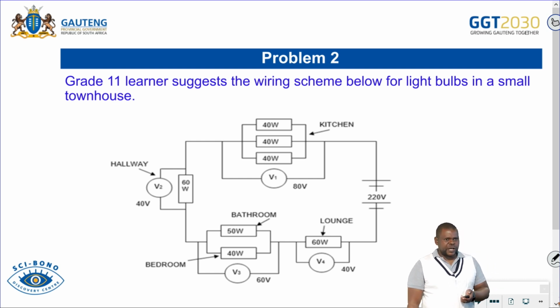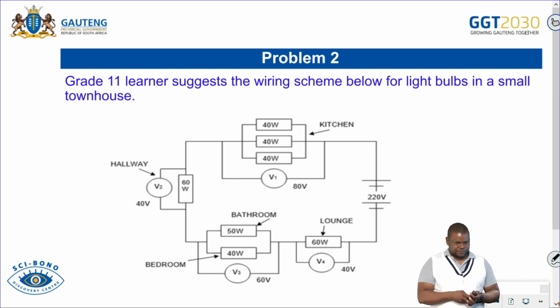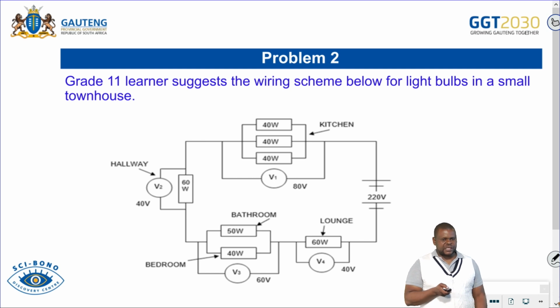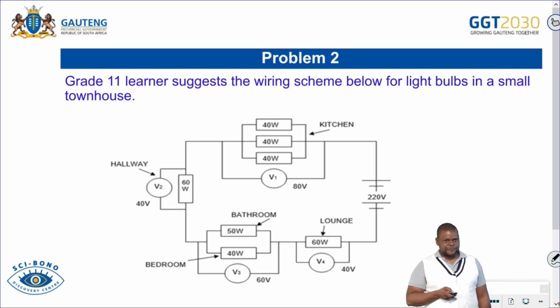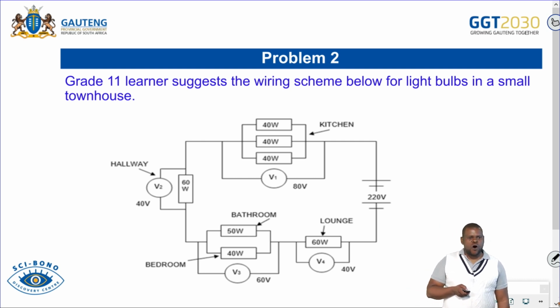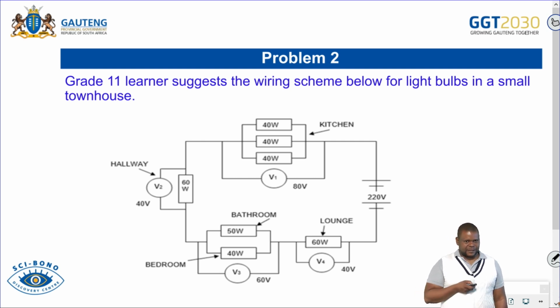Okay, let's look at problem 2, the second problem. It says a grade 11 learner suggests the wiring scheme below for light bulbs in a small townhouse. In our townhouse, we have a kitchen, a lounge, a bathroom, and a hallway. In the kitchen, there are four bulbs, each of 40 watts. That means the bulbs in the kitchen are identical.